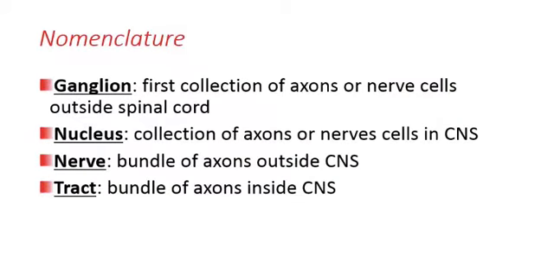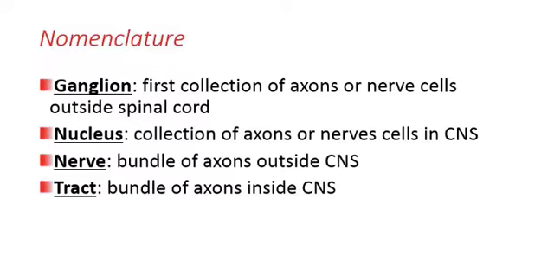A couple of other things with nomenclature. Ganglion and nucleus refer to exactly the same thing, except that the ganglion is the first collection of axons or nerve cells outside the spinal cord, and a nucleus is the collection of axons or nerves inside the central nervous system. So we have two different terms for the same thing depending on whether we're inside the central nervous system or outside the central nervous system.